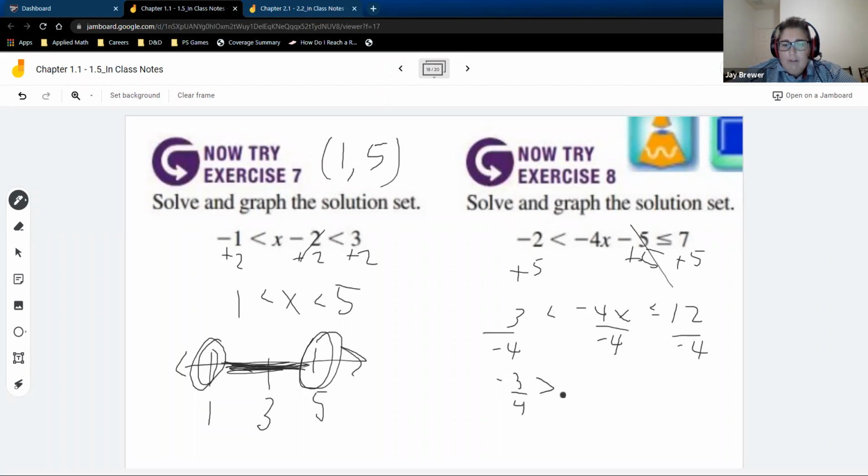We have to flip this sign and flip this sign. And now what you can see is that the negative 3/4 is actually greater than the negative 3. So we're going to write this a little bit nicer. And when you change things around, you want to pay attention to the orientation with the X. Do you see here with this sign, it's opening towards the X. You want it to again open towards the X. And then here it opens away from the X. So again, you want to have it opening away from the X. That's what you have to do whenever you do that too.